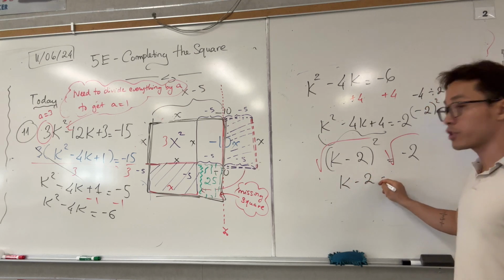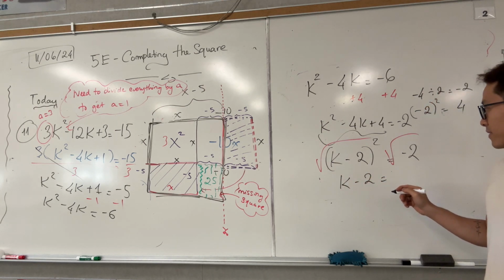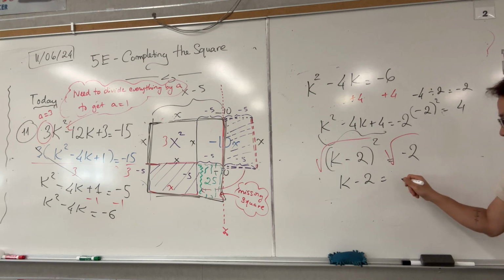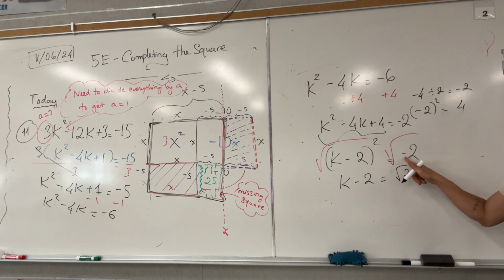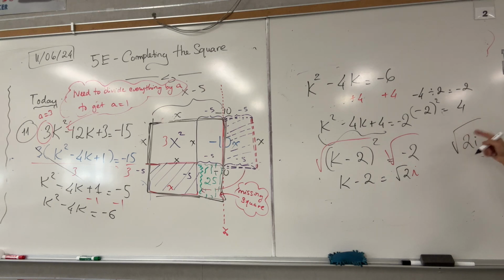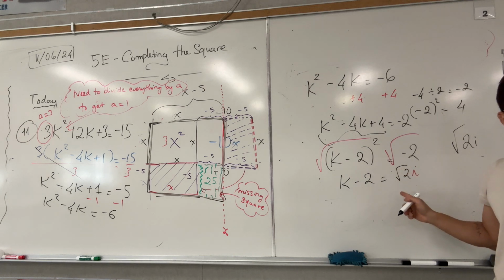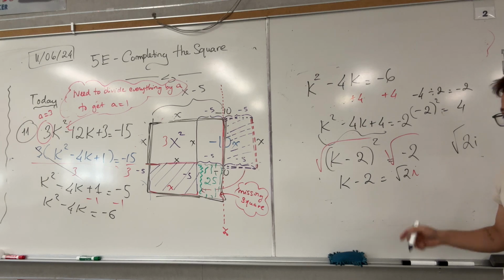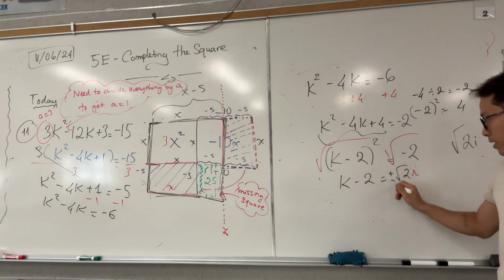So k minus 2 equal to? So square root of negative 2. You see the i, because you have a negative inside the square root, right? So there's the i right here. And remember, don't write it like this. The i cannot be inside the square root. So i outside, like this. And then, did I miss anything? Yeah, plus minus. And then plus 2 on both sides, and that's it.